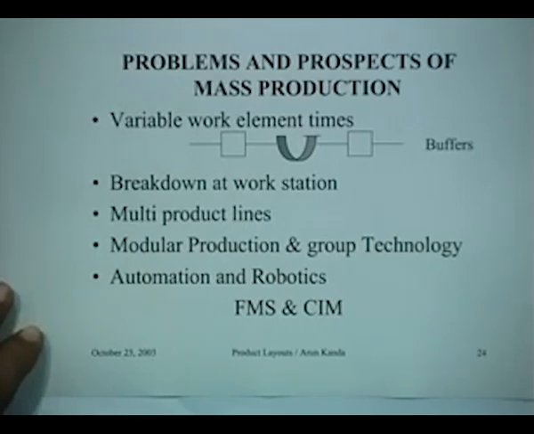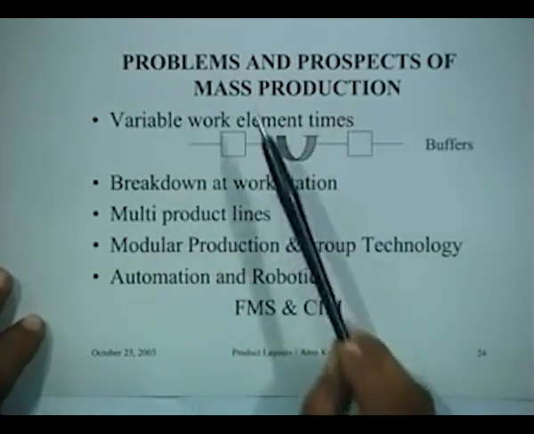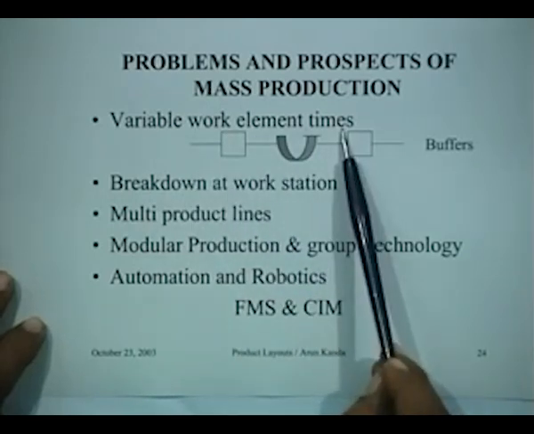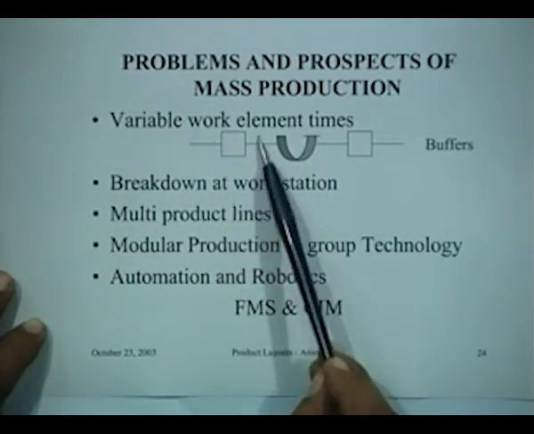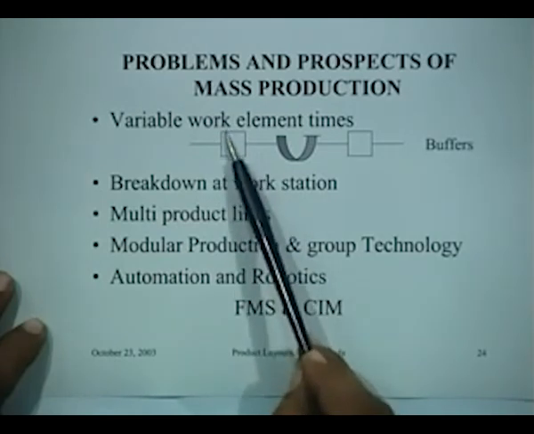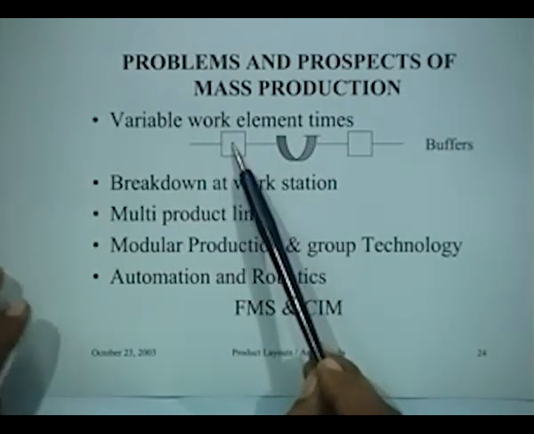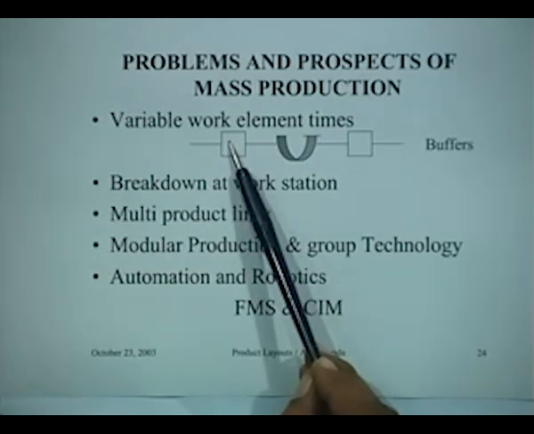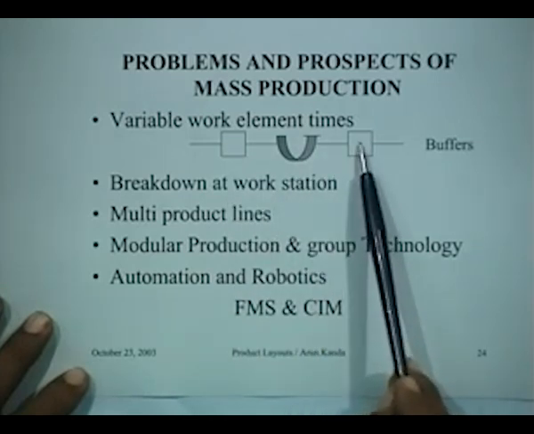You see, for instance, that one of the major problems of mass production is the variable work element times. We have said we have designed the line based on deterministic times. But if an operator has a manual task, then it is quite likely that the task time is normally distributed with a certain mean and a certain variance. So sometimes the operator will take less, sometimes the operator will take more. So then you will probably find that there could be starvation for these subsequent machines in that sense of the term.